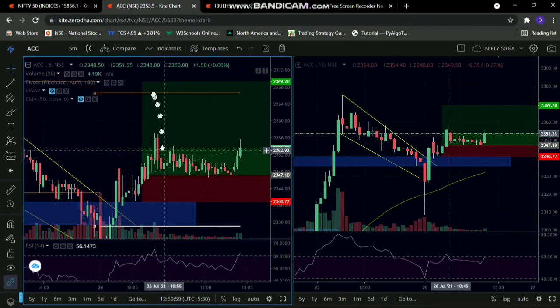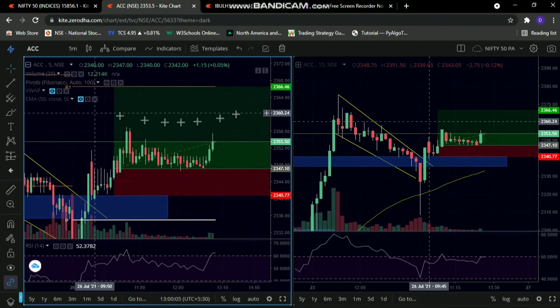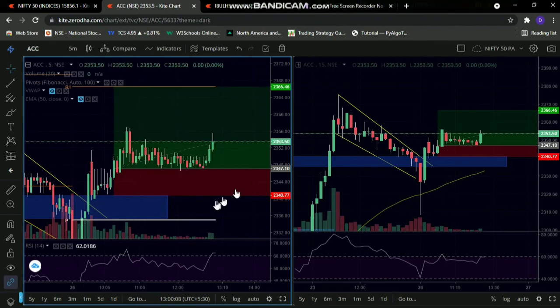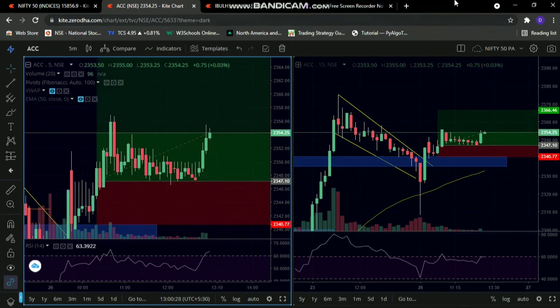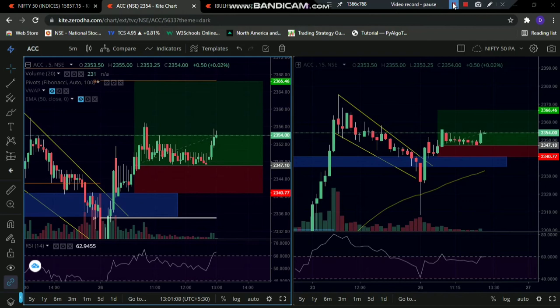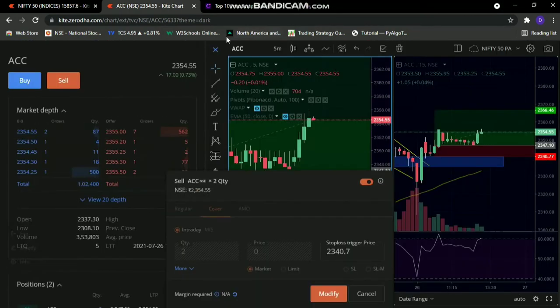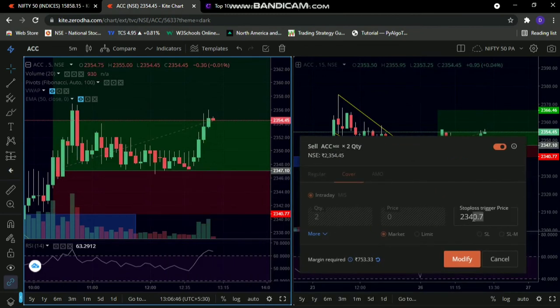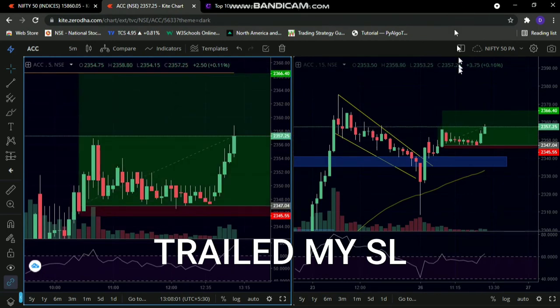Our target is near the pivot. I have just decreased my target below the resistance. This is R1. Okay, I'm using Fibonacci pivot points to place my targets. So just wait for the trade. Okay, keep calm and wait. I will tell you when the trade is over or when our stop loss is hit.